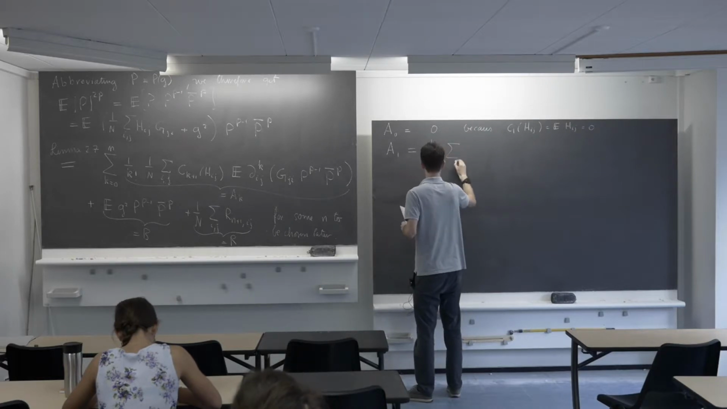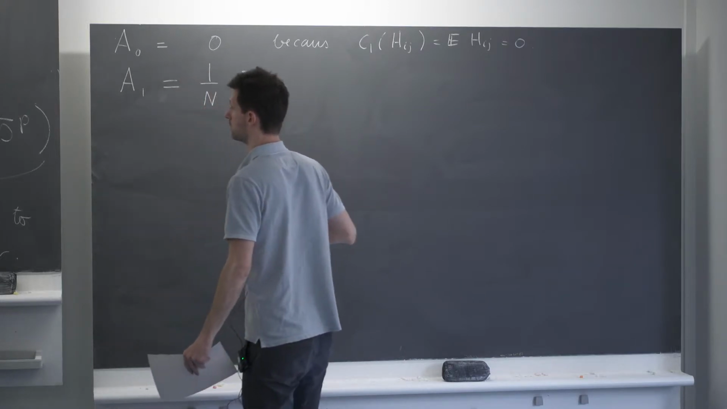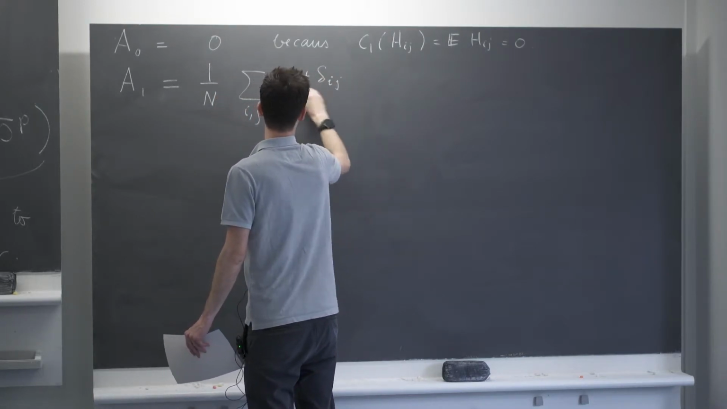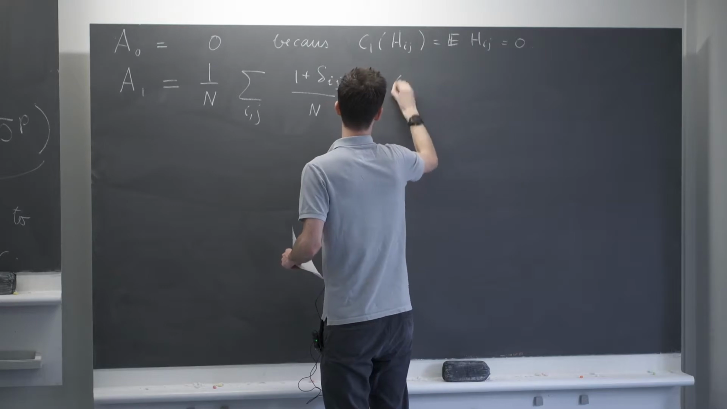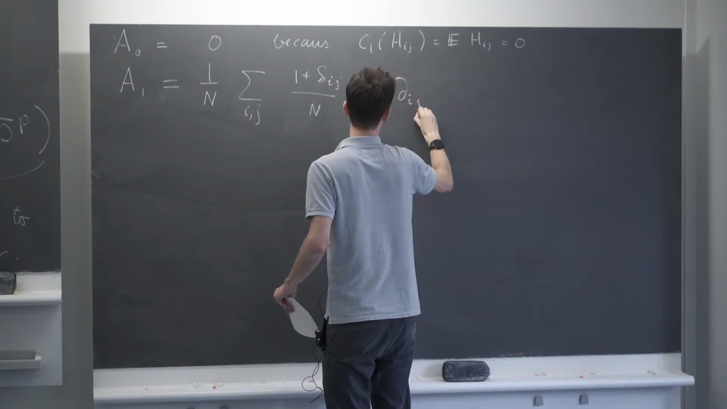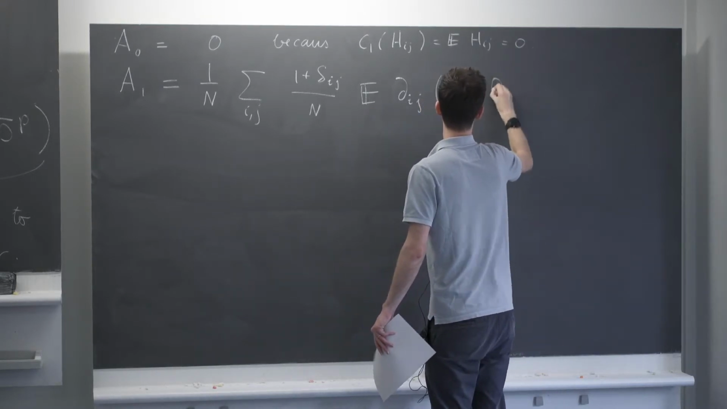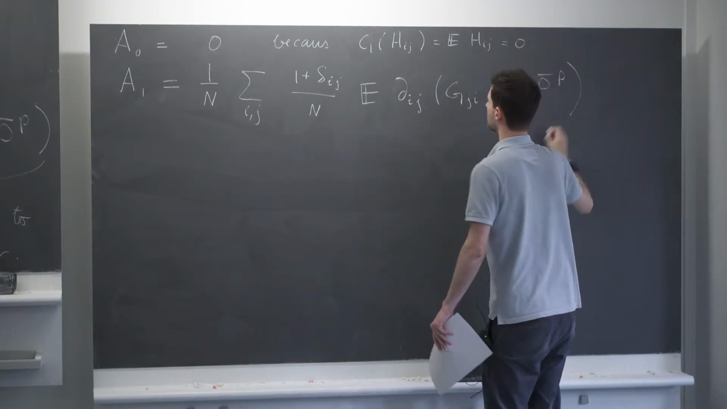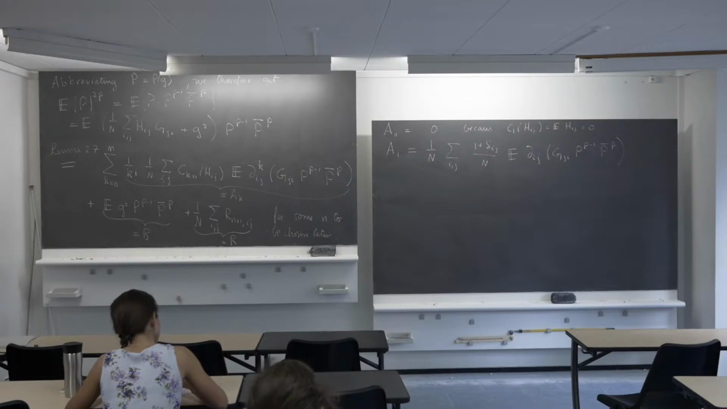And then I have a sum over ij. k factorial is 1. And c_2 of h_ij is (1 plus delta_ij) over n. And then I have the expectation. And then I have the derivative, the first derivative, k equal to 1 of this. Okay, that's just the first derivative in h_ij. So this is A_1, and this is something we have to compute.